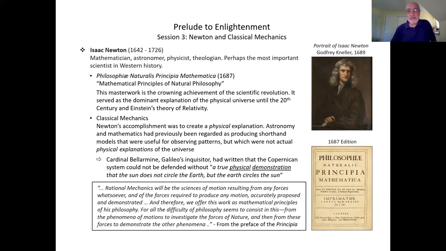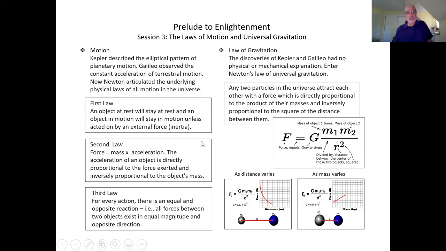And in the Principia, we see Newton arguing at the bottom in that box, rational mechanics will be the science of motion resulting from any forces whatsoever, and of the forces required to produce any motion, accurately proposed and demonstrated. And therefore, we offer this work as the mathematical principles of philosophy, for all the difficulty of philosophy seems to consist in this: from the phenomena of motions to investigate the forces of nature. How do we go from the observable to formulating a theory of forces in nature, powers in nature, and then from these forces to demonstrate other phenomena, so that once you've proven what the forces are, what else can be explained by them? So he knew he was on to something large.